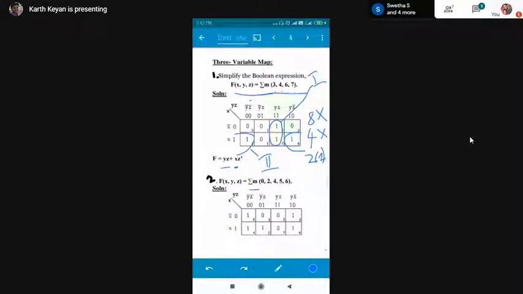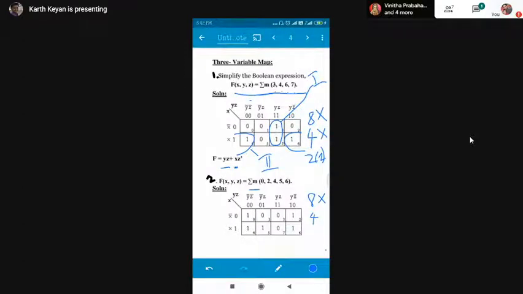Similarly, f of x, y, z equals summation m: 0 as 1, 2 as 1, 4 as 1, 5 as 1, 6 as 1. We have to substitute the values. The remaining cells are zeros. Sir, is it possible to cover all 8 cells? No, sir. Is it possible to cover 4 cells? Yes, because we have a 4-cell group.